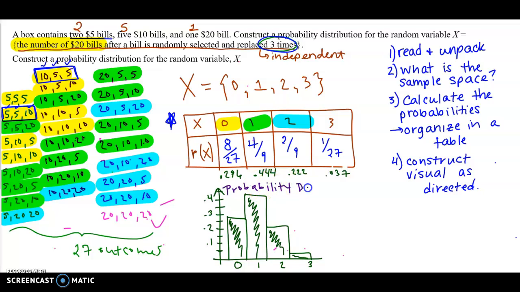Probability distribution of X. And then this is probability of X. This is number of $20 bills. I'm sure it's just like a technology issue or something. There we go. And that's how we do it. That's a tough one, but that's how we do it.